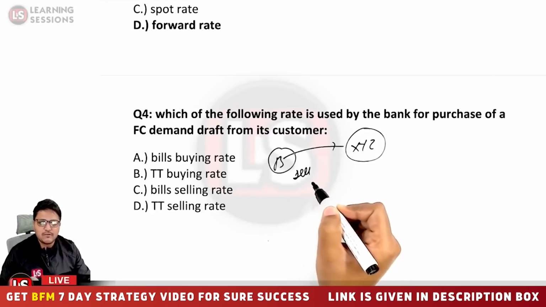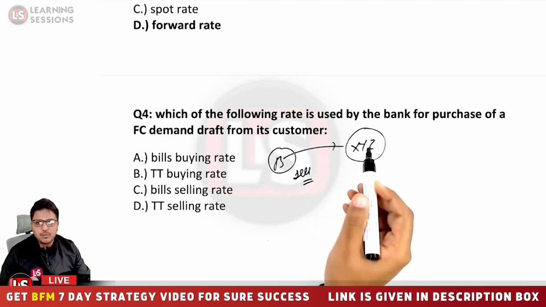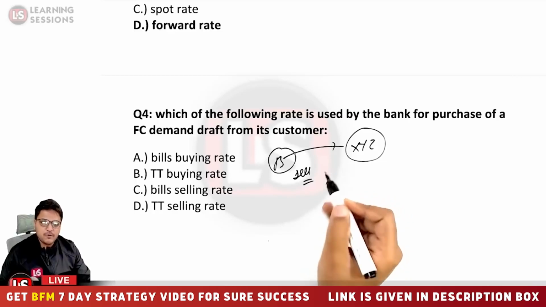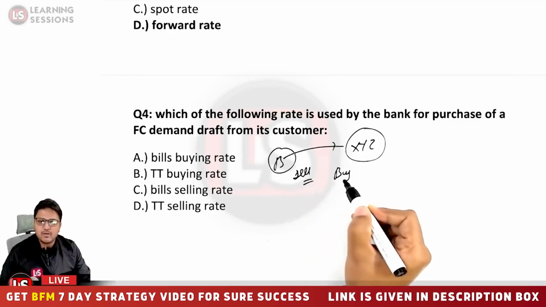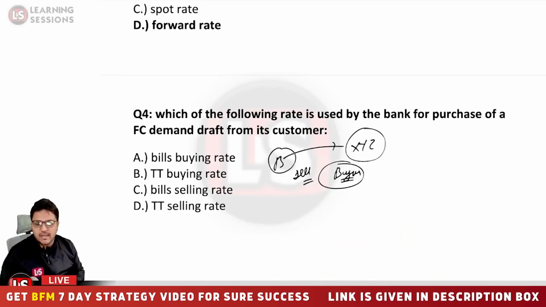You want to purchase a foreign currency demand draft from the customer. He wants to sell you the foreign currency. Now, what rate shall be quoted to the customer? It shall be the buying rate which will be quoted to the customer. Are you getting this particular point?